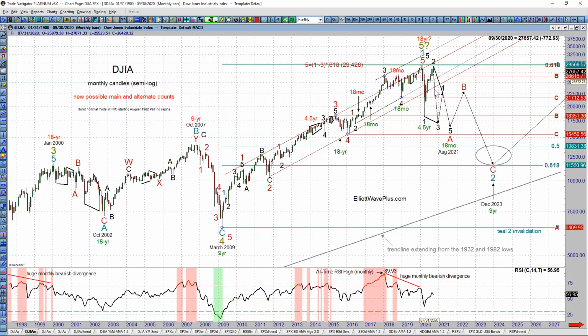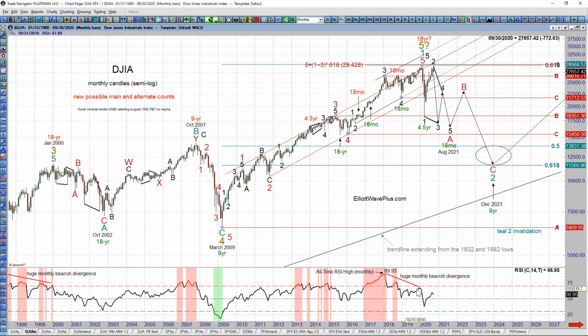And if this is going to be a 5-wave structure to the downside with the top still in place from February on the Dow Jones Industrial Average, then it would have to start with a 5-wave structure to the downside. You'll notice on this monthly chart that the RSI high that occurred in January of 2018 was the highest reading ever in the history of the stock market, going back 100 years on the RSI.